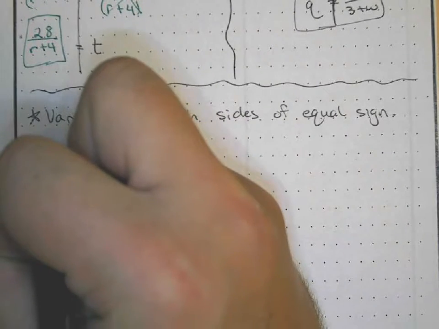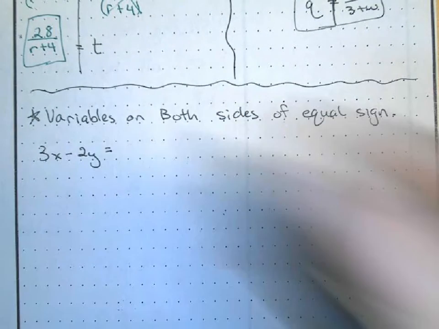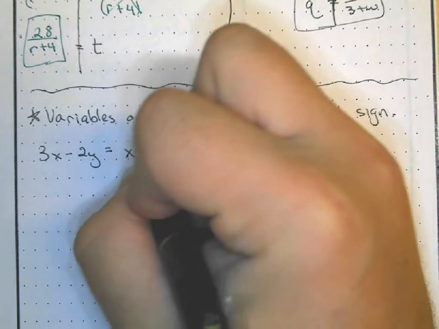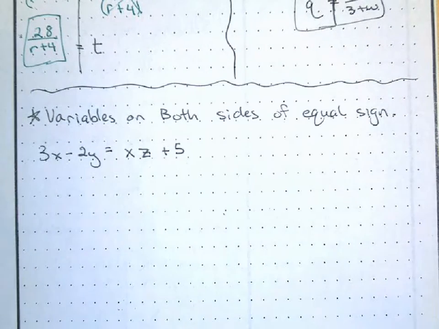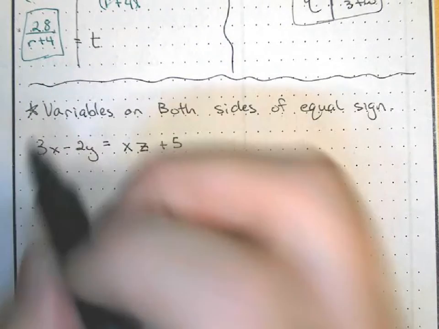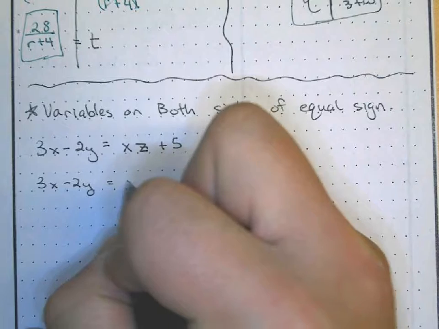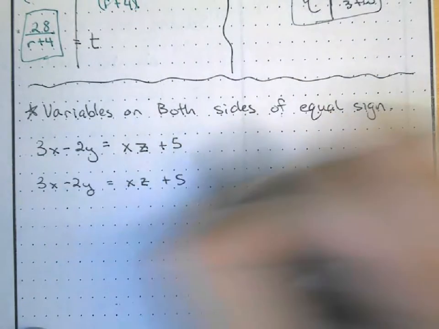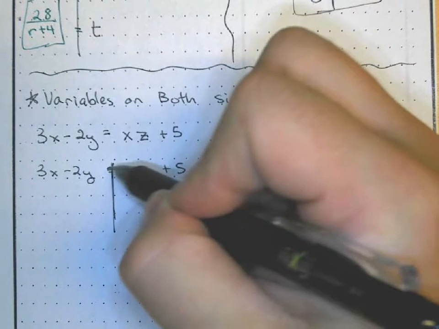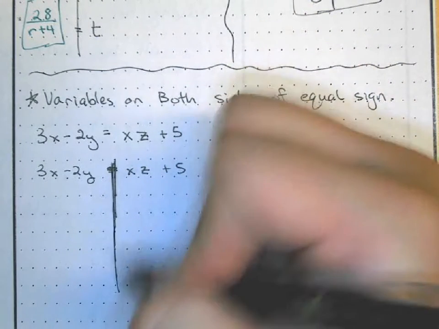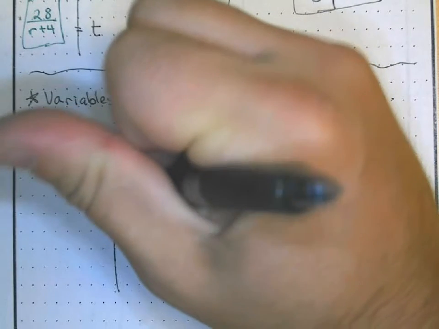So say I'm looking at this equation right here. I have 3x minus 2y equals xz plus 5. So I'm going to recopy my problem so we know what we started with and then how it started changing. Draw my line for organization. My equal sign kind of disappeared on me.